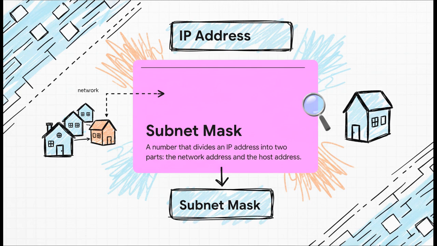So how does a computer know which part is which? It uses something called a subnet mask. The subnet mask is like a stencil. You lay it over the IP address, and it perfectly reveals which part of the address is the neighborhood, or the network, and which part is the specific house, or the computer you're trying to reach.